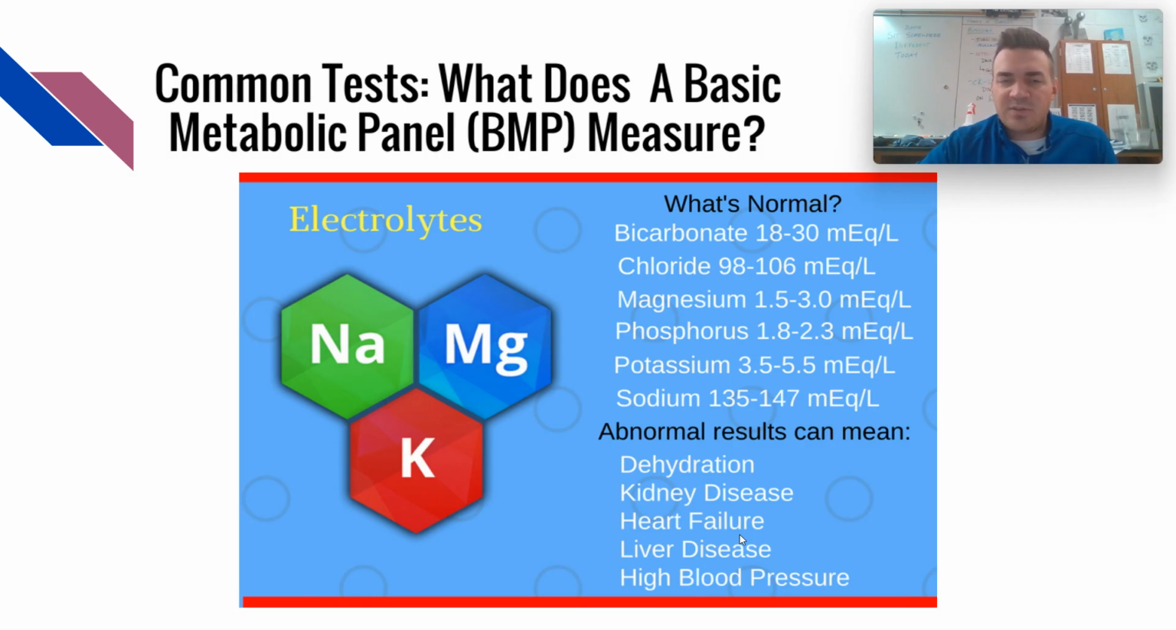Then your different electrolytes. There's a whole bunch of different electrolytes, little ionic compounds that float around in the bloodstream within the plasma of the blood. You can see the normal ranges for all of these: bicarbonate, chloride, magnesium, phosphorus, potassium, sodium. Don't feel like you have to know the normal ranges of any of these things. You can pause and check them out if you want to. But once again, abnormal results could be signs of dehydration, kidney disease, heart failure, liver disease, or even high blood pressure.